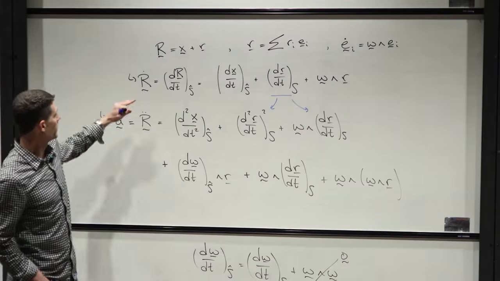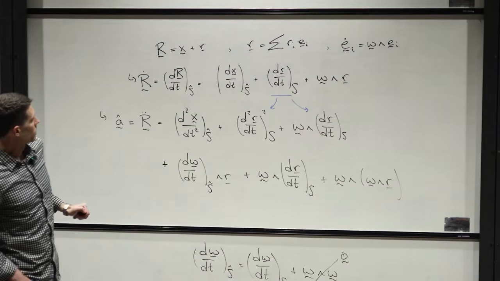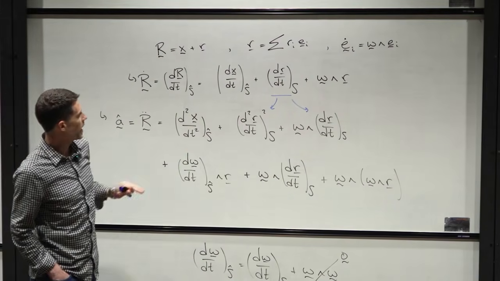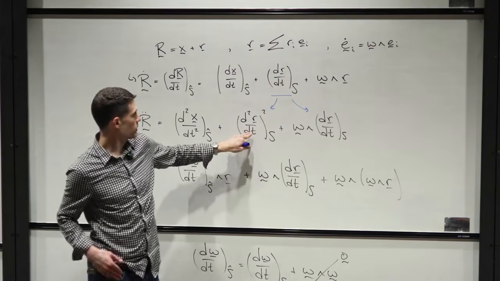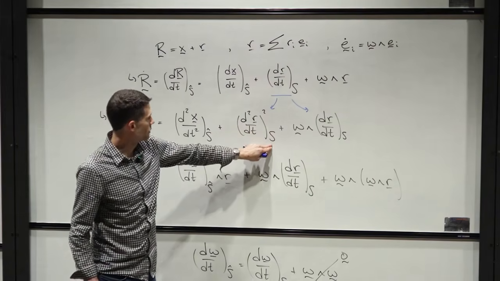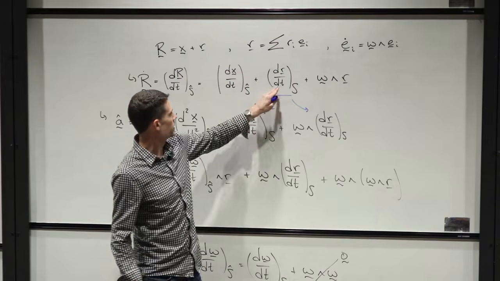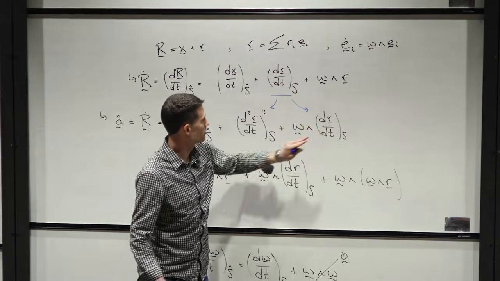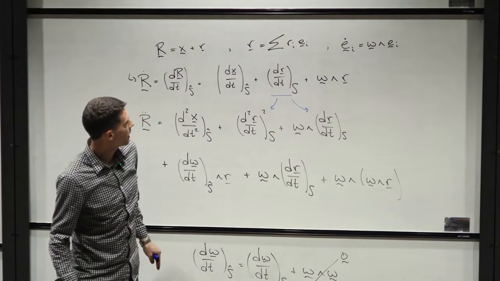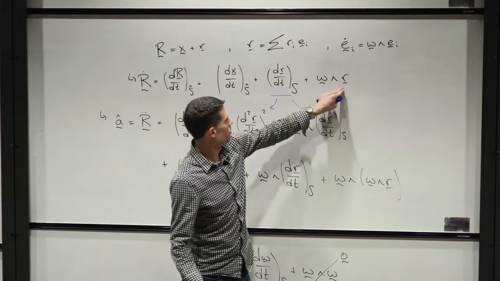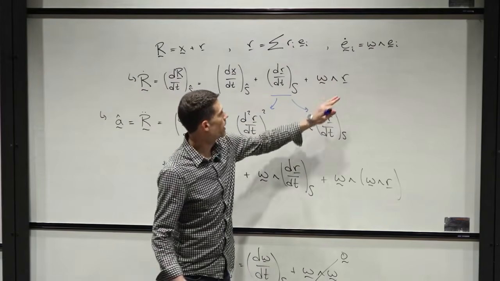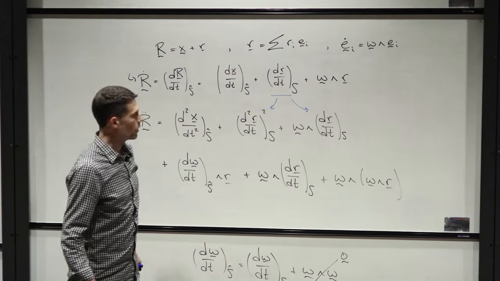Then we took a second derivative. We want r double dot. So that comes straight through to the x. And then when you apply it to this term, you get the same structure where there's a second derivative in the s plus an omega cross that term. So that's the dr/dt in the s. And then we need to apply that to this term, which is going to involve a derivative on the omega and a separate one on the r.